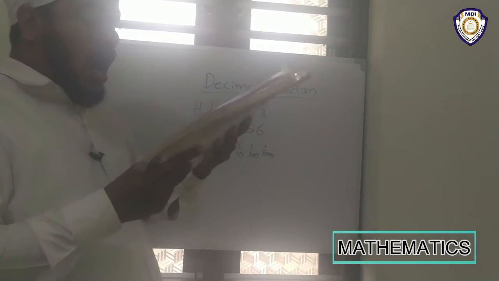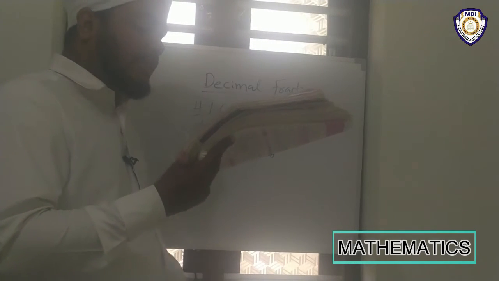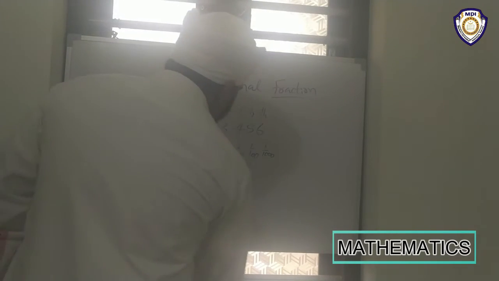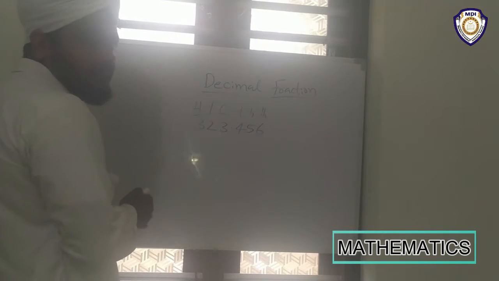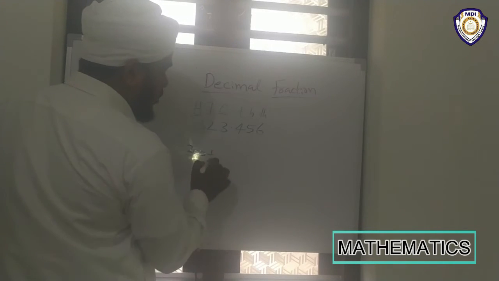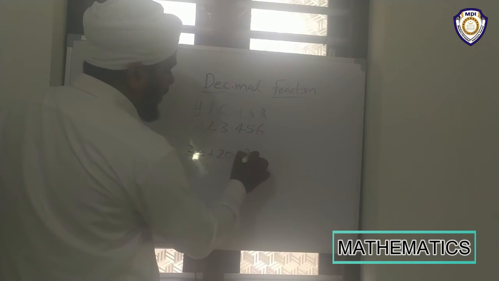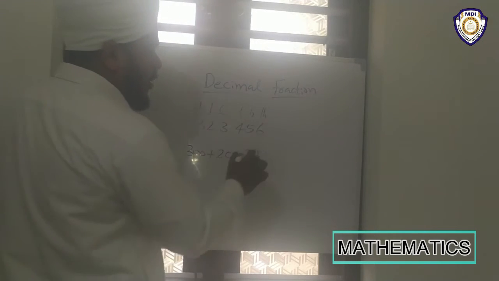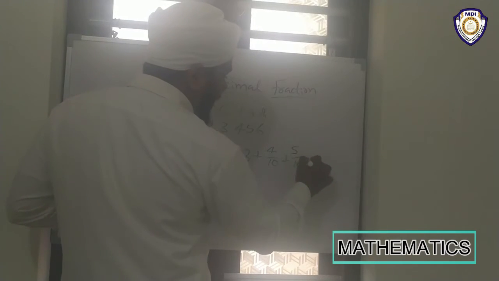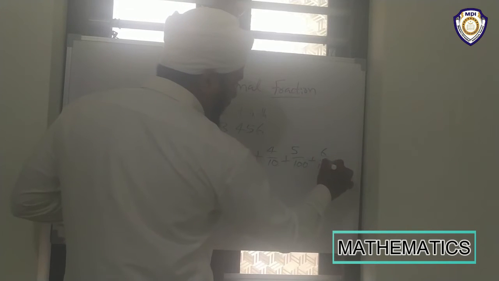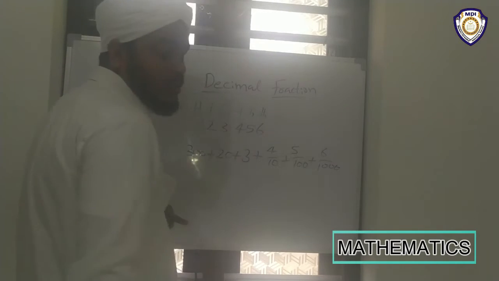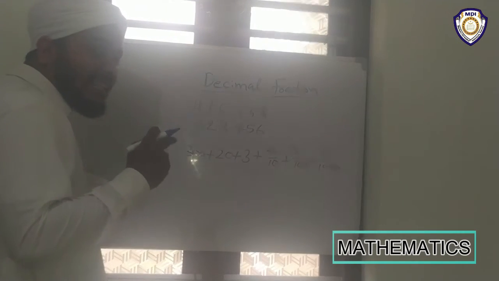Then how can you write the expanded notation of this number? Simple. 300 plus 20 plus 3 plus 4 by 10 plus 5 by 100 plus 6 by 1000. This is the expanded notation. This is in fraction form. Then you can write it in decimal.